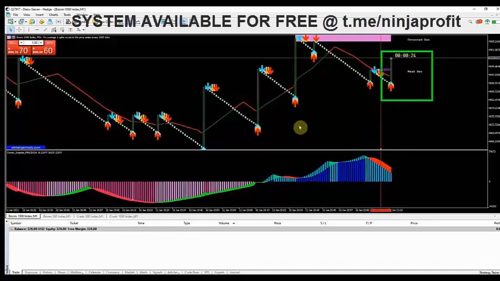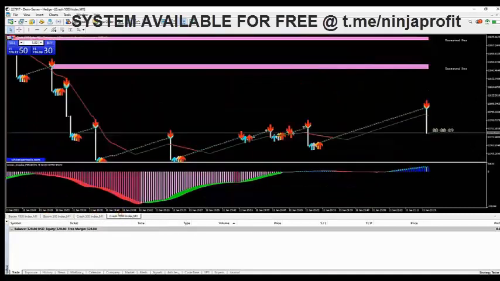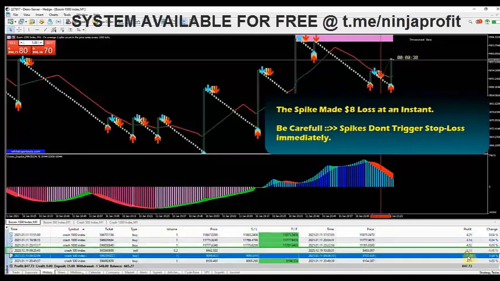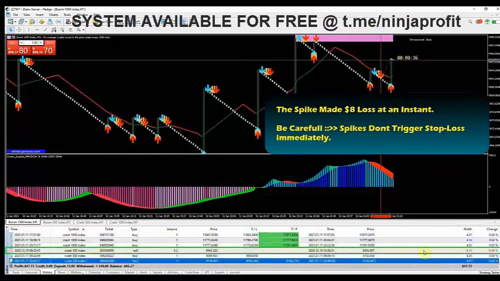The enemy has finally decided to reveal himself. The spike. It damaged me $8 in an instant. But it's okay because I had already made $36 and now I'm back to $28.